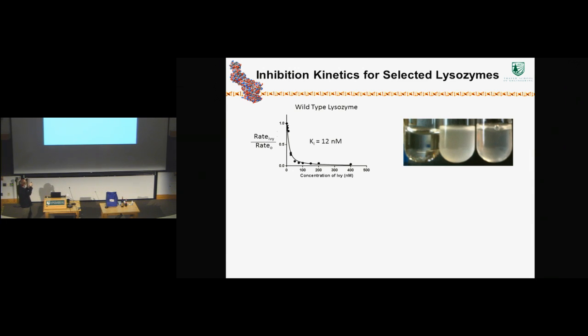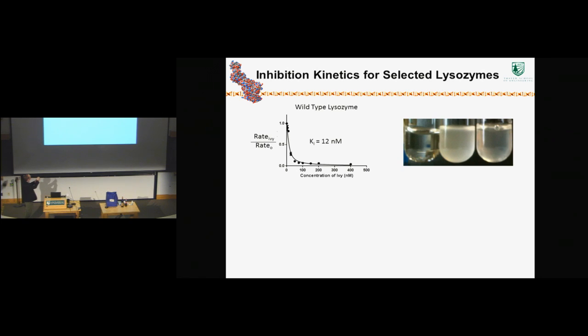And so if we plot this ratio of the rate of degradation of bacteria in the presence of IV divided by the rate in the absence of IV, on the y-axis, we kind of get this proportion of uninhibited activity that's maintained at any given IV concentration. We can actually fit this with an appropriate model and extract out apparent affinity constants. So for wild-type human lysozyme, this IV protein has an apparent dissociation constant of about 12 nanomolar. That's a really tight binder.